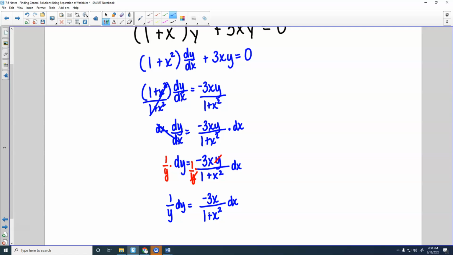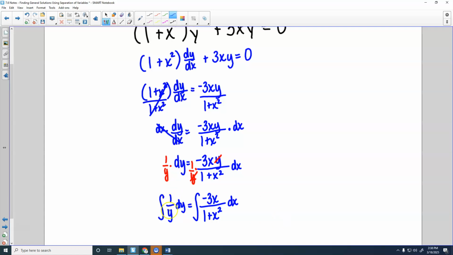Alright, so this one's going to be the most difficult one we've done yet because we've got more extensive integrals on either side, particularly that right-hand side. So I'm separated now, so you had quite a bit of work to get here. Now we're going to integrate.